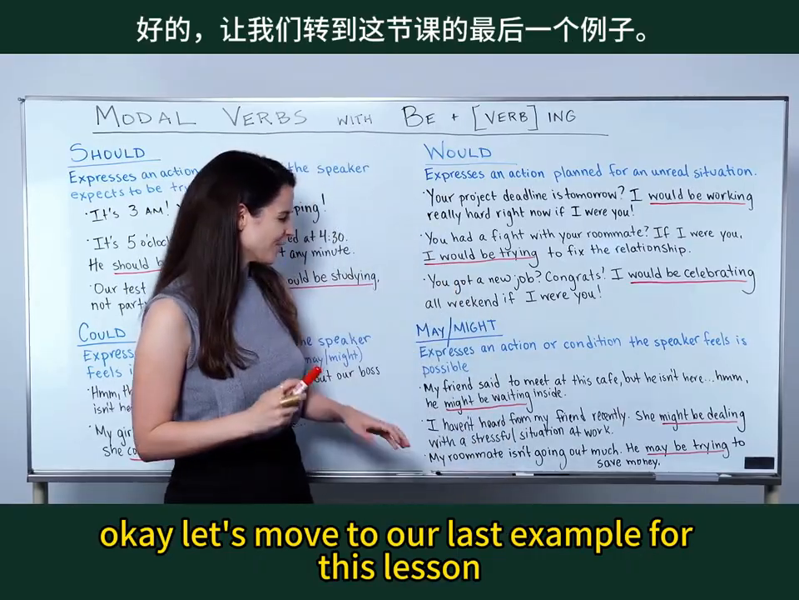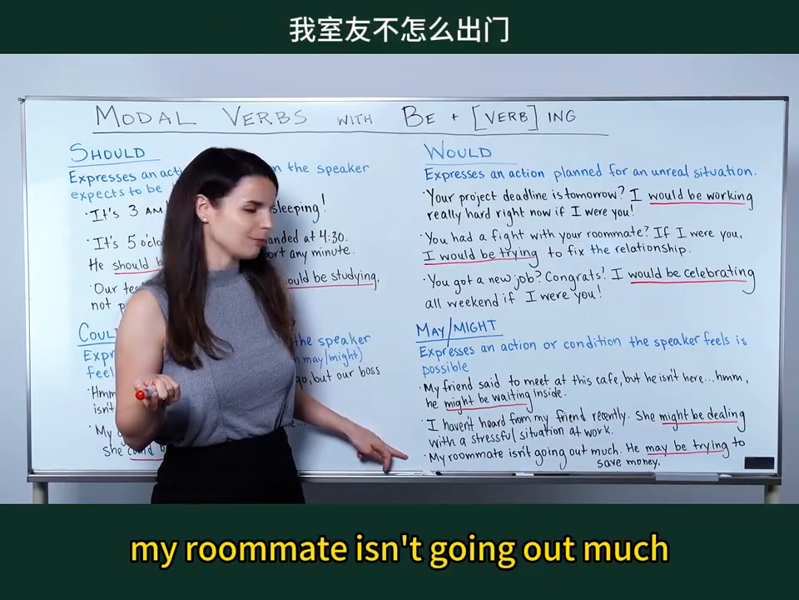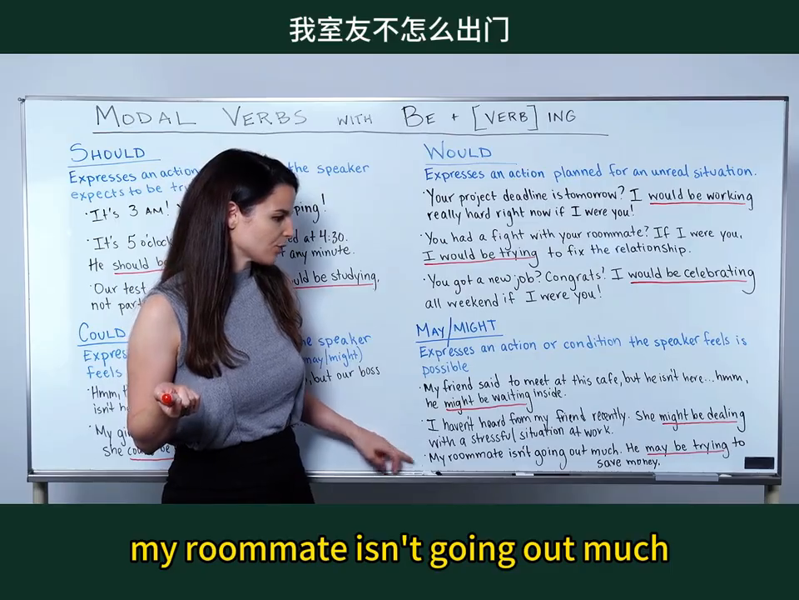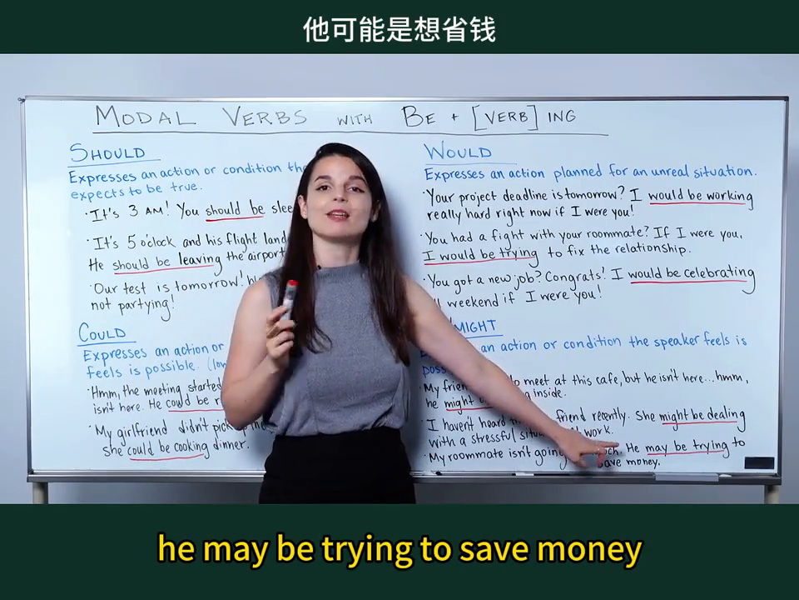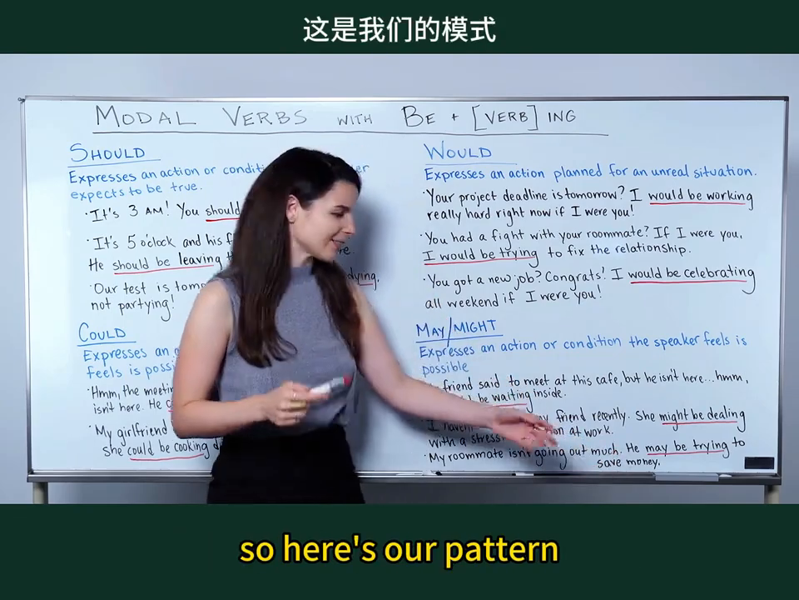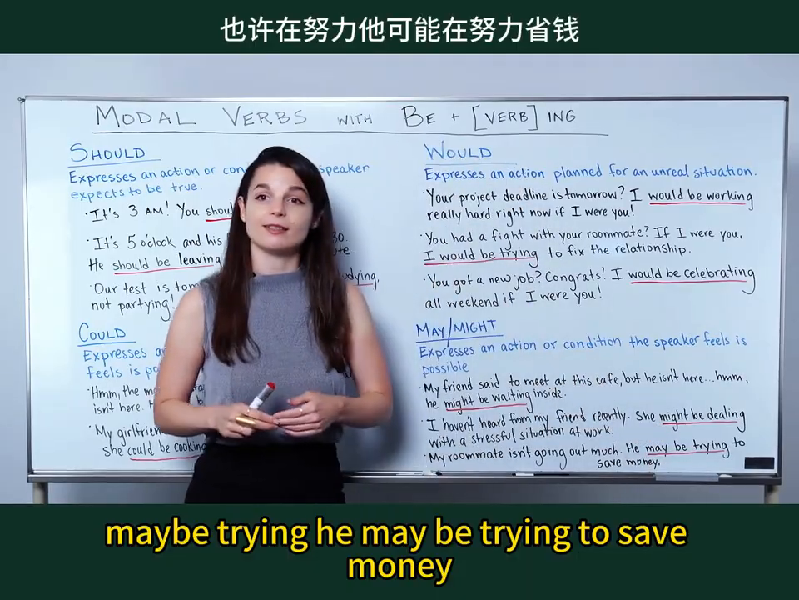Okay, let's move to our last example for this lesson. My roommate isn't going out much. He may be trying to save money. So here's our pattern. May be trying. He may be trying to save money.